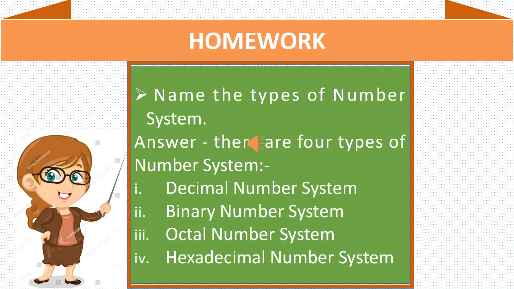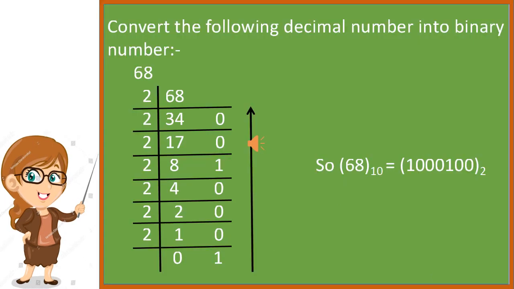Now, I would like to discuss the answers of your homework given in your previous session. First question was, name the types of number systems. Answer is, there are 4 types of number system. They are decimal number system, binary number system, octal number system and hexadecimal number system. Now, the second question. Now, the second question was to convert the given numbers into binary numbers.